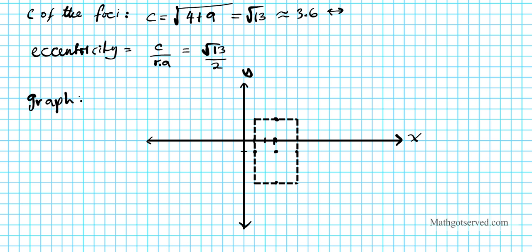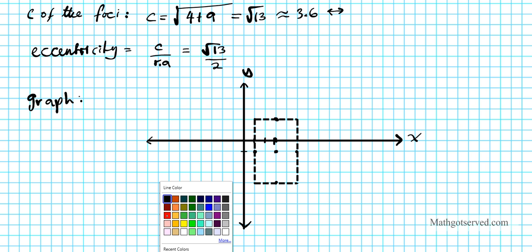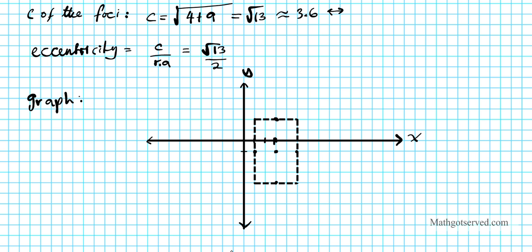Next thing I like to draw is the asymptote of the graph. Let's make it blue. The asymptote of the graph is the line that goes through the vertices of our central box. That goes your first asymptote right there, a little bit longer.